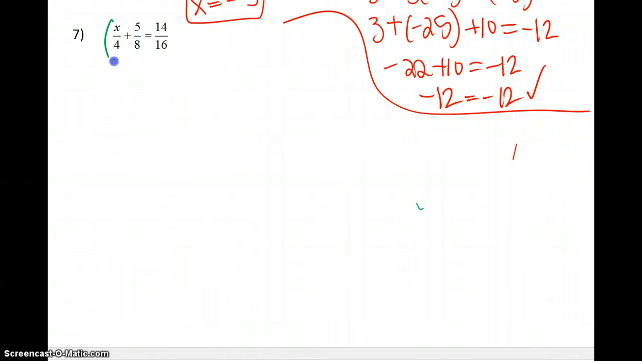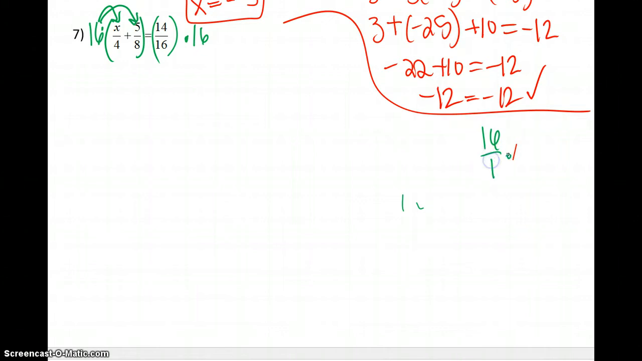And the way that I do this is multiplying both sides of the equation by the least common denominator. The least common denominator is the least number that 4, 8, and 16 all evenly go into. And in this case, it's 16. So I need to multiply both sides by 16. Okay? And off to the side, I'm going to do my work, because really I'm doing 16 times x over 4 and 16 times 5 over 8.